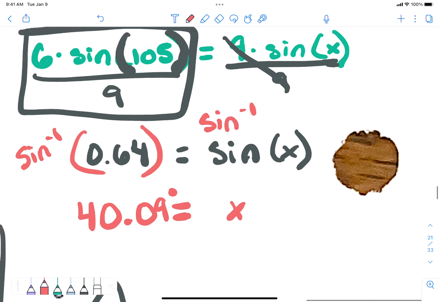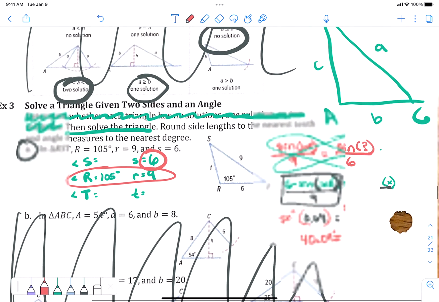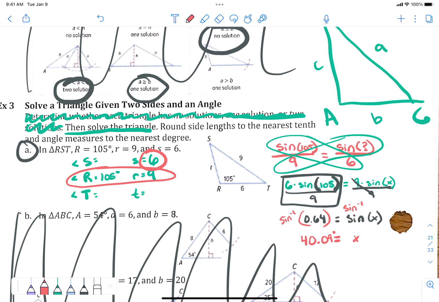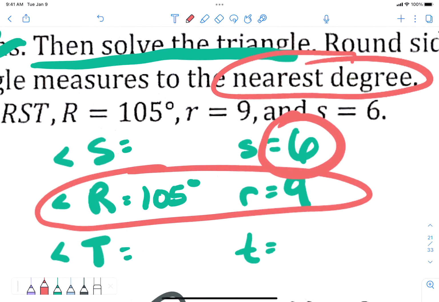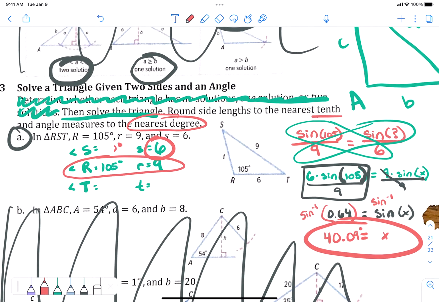40.09, okay, but they say anytime you're rounding angles, you round to the nearest degree, and any sides are 1 decimal place. So we're going to round this to 40 degrees, but which one did we just solve for? Out of those, we were either solving for S or solving for T. Which one do we solve for? The big S, right? So that one's 40 degrees, okay? Rounded to the nearest degree. We got 40 degrees. Do we see how that works?